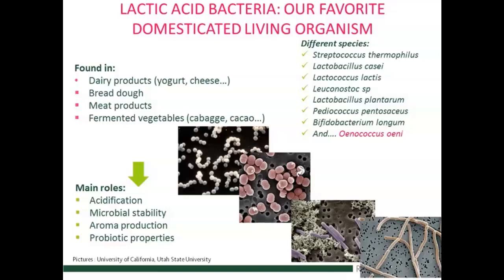Many different species are involved in this fermentation process. I've listed here a few, but it's not at all an exhaustive list. And of course, one of our favorite domesticated animals, at least in wine, is Oenococcus oeni, and we'll talk about it more deeply a little later.